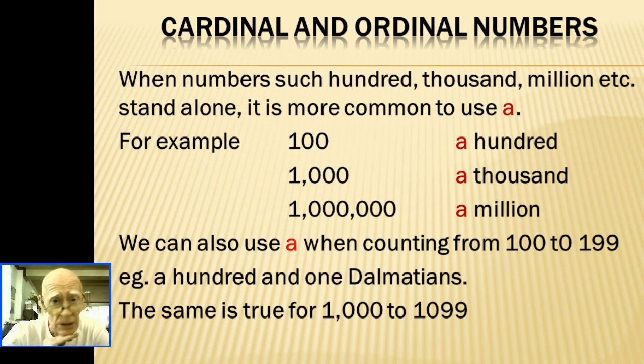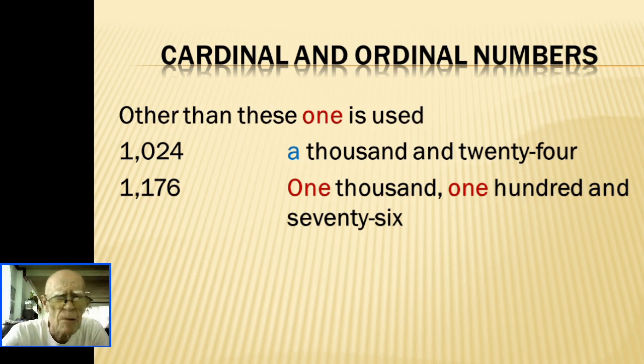When numbers such as hundred, thousand, million, etc. stand alone, it is more common to use a. For example, a hundred, a thousand, a million. We can use a when counting from 100 to 199. For example, A Hundred and One Dalmatians. The same is true for 1,000 to 1,099. And if we look at these examples, we can see that 1,024 we can say a thousand and twenty-four, but for 1,176 we have to use one thousand because it's above 1,099.